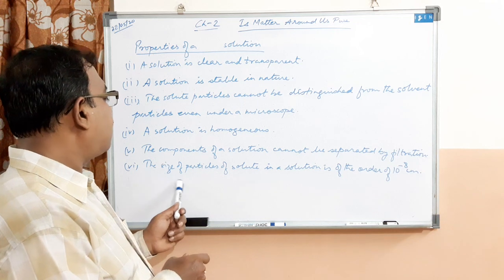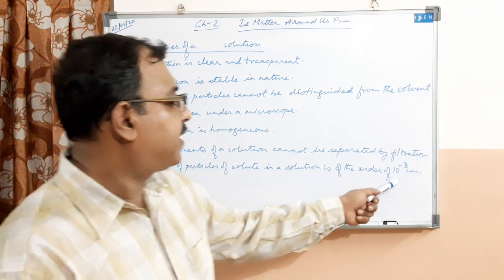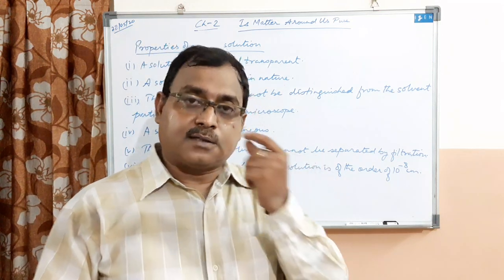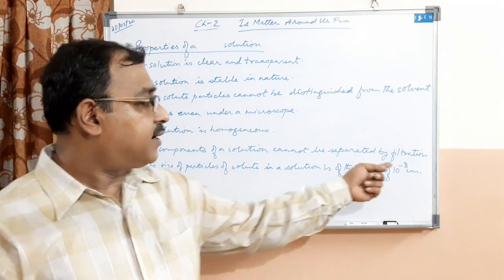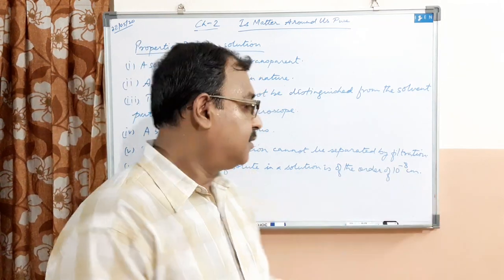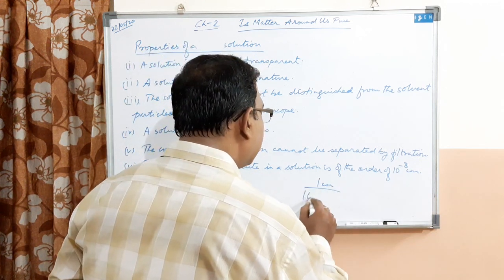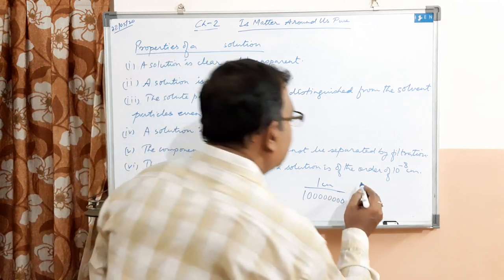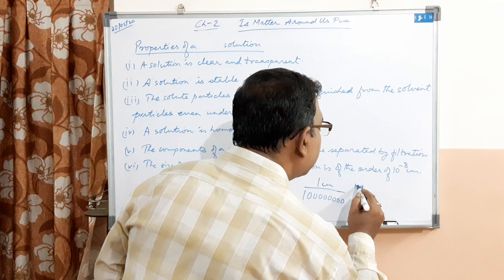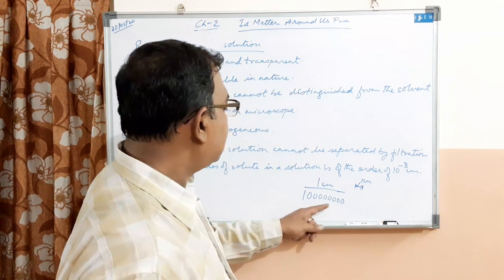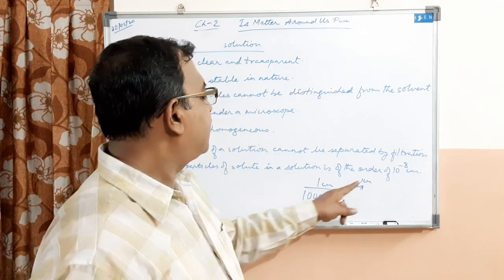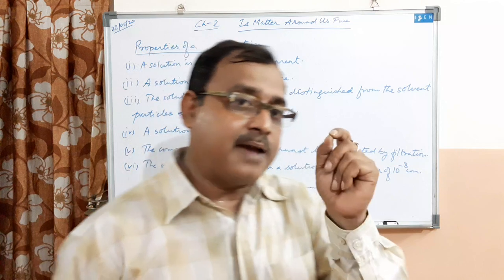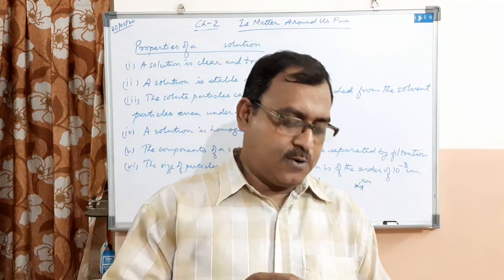And lastly, the size of particles of solute in a solution is of the order of 10^-8 centimeter. So this is the diameter of the particles. You can understand, in 1 centimeter, which is from say here to here, if this distance is divided into 100 million parts, then that one part is the size of the diameter of a particle in case of a true solution.